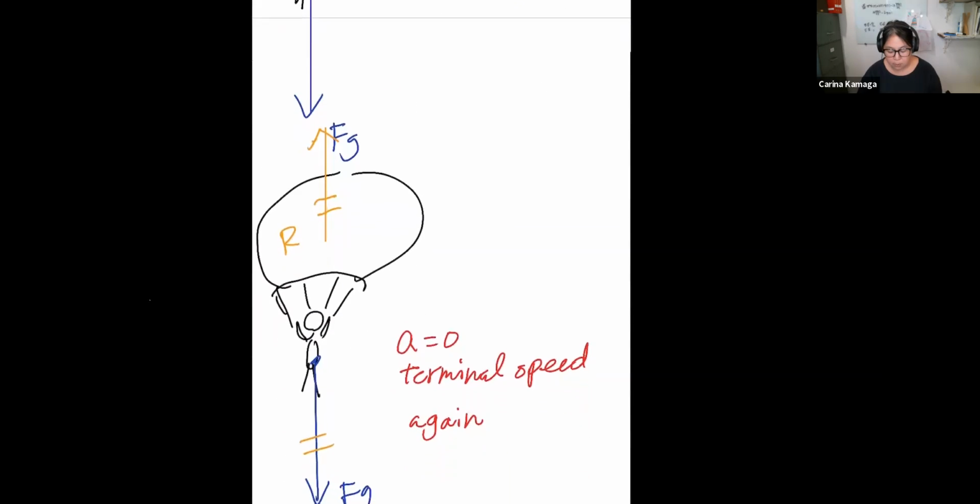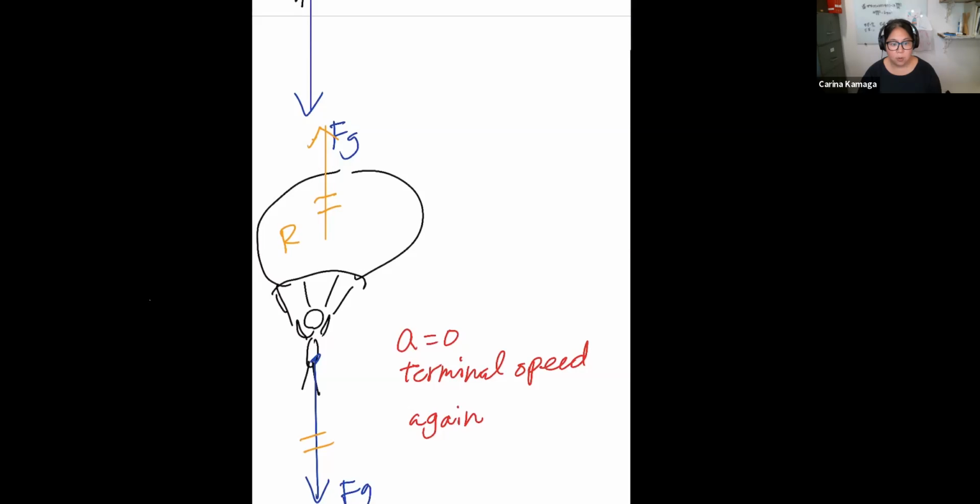So then the air resistance is going to start to decrease, and at one point it's going to be equal again to the gravitational force. Then the person again hits the second terminal speed, and that's a lot smaller terminal speed than this person had earlier. And this is going to be the safer way to land on the ground.